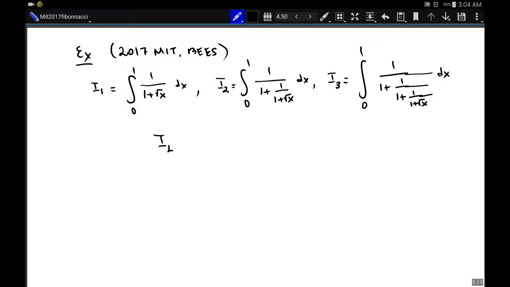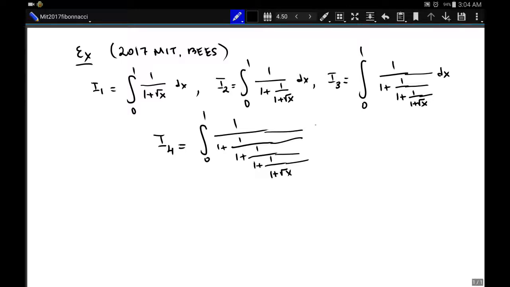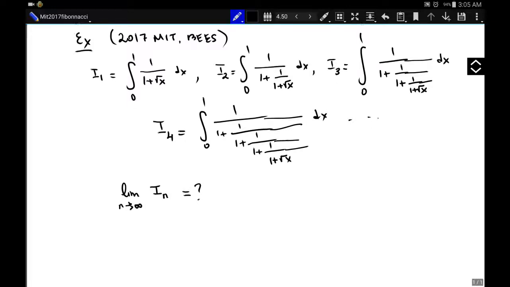And like you can guess, I4, from 0 to 1, is 1 over 1 plus 1 over 1 plus 1 over 1 plus 1 over 1 plus root x dx. And so on. If you define it in this way, what is the limit as n goes to infinity? That's the question in this problem.